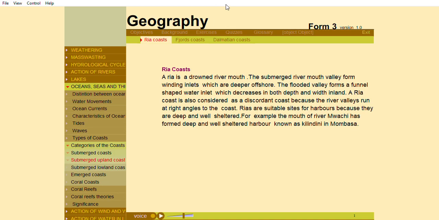Rias coasts. A ria is a drowned river mouth. The submerged river mouth valley forms winding inlets which are deeper offshore. The flooded valley forms a funnel-shaped water inlet which decreases in both depth and width inland. A ria coast is also considered as a discordant coast because the river valleys run at right angles to the coast.